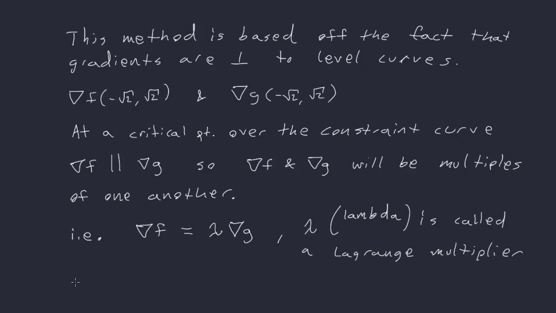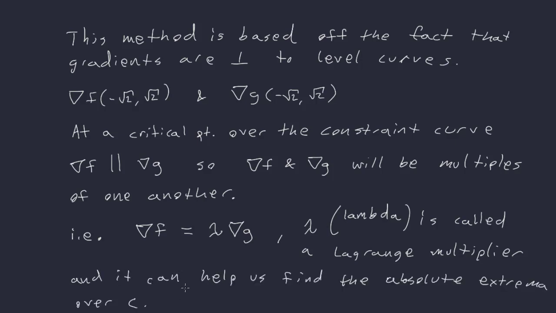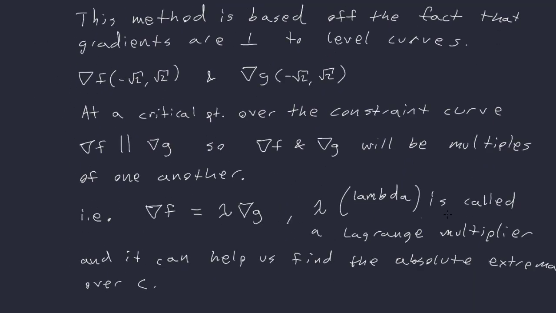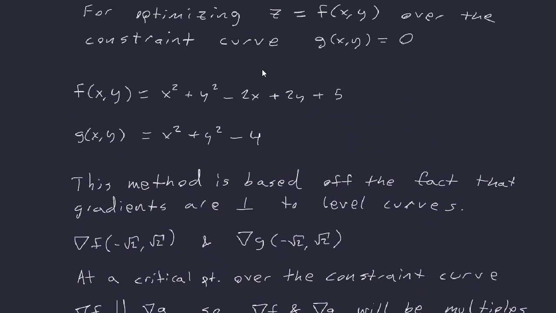Okay, and it can help us find the absolute extrema over C. Once again, it's probably easier to just see how this works in practice with an example. So let's do that. With this example we have here, let's use the Lagrange multiplier method to help us find the absolute extrema over C.